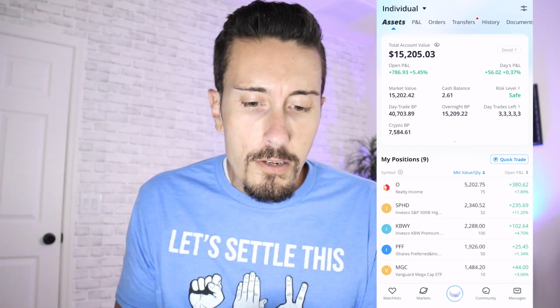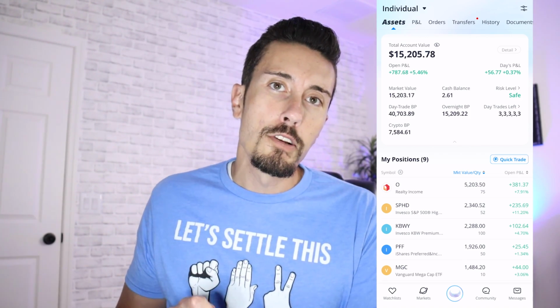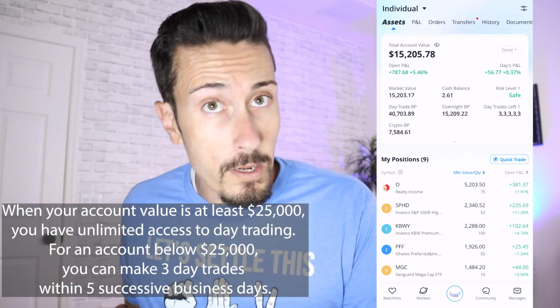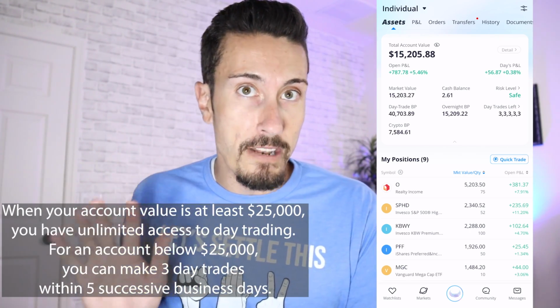You'll also notice the day trades. You're allowed to basically buy and sell a stock or an ETF within the same day if you want to, up to 3 times in a 5-day period.